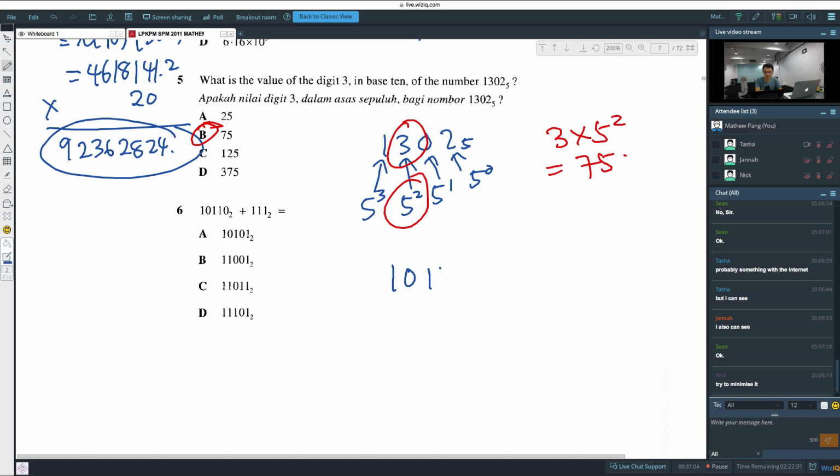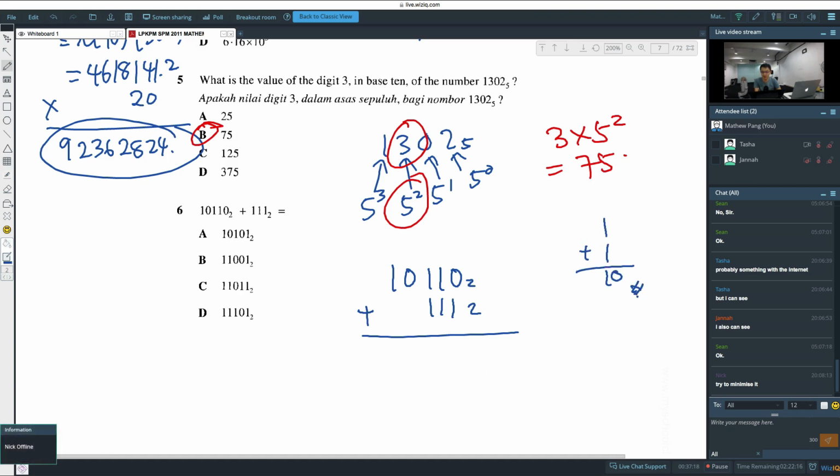And this is 10110. This is 111, all is base 2 definitely, and then I add them together. Okay, for this kind of question, of course you can use a calculator, as you always do. If not, you just need to understand 1 plus 1 equals 10. I mean, in this case, 1 plus 1 will give you 10. So this is 0 plus 1 is 1. 1 plus 1 is 10. 1 plus 1 is 10 plus 1 is 11, and then 1 base 2. Okay, this is how we do base numbers without using a calculator. So you have 11101 base 2.